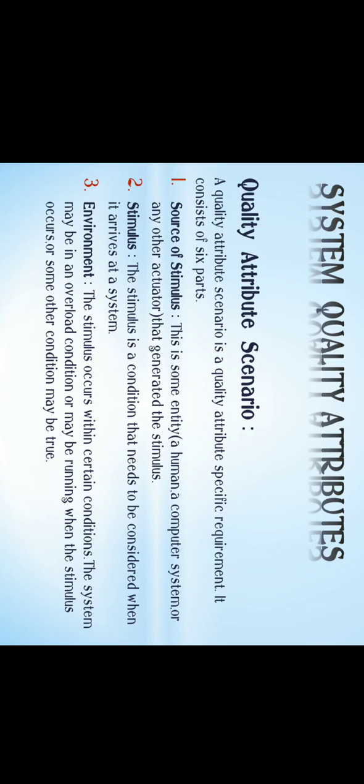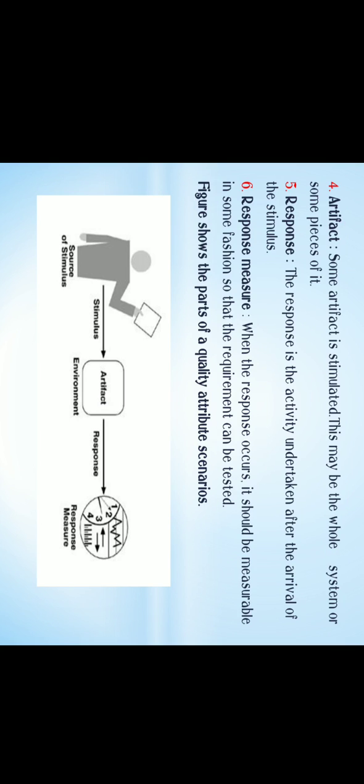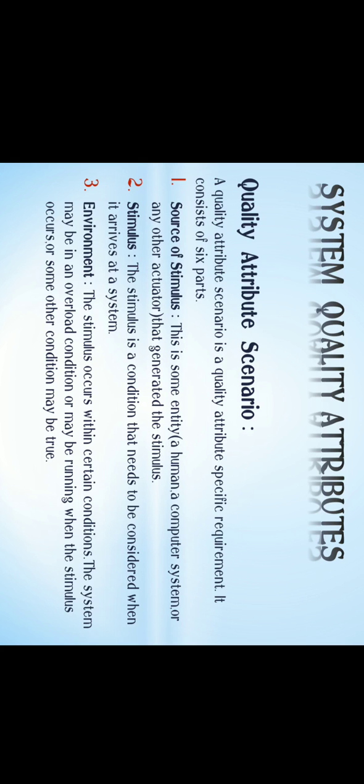Next, we see the system quality attributes. Under system quality attributes, first is the quality attribute scenario. A quality attribute scenario is a quality attribute specific requirement. It consists of six parts: first is source of stimulus, second is stimulus, third is environment, fourth is artifact, fifth is response, and sixth is response measure. Let's see the source of stimulus.